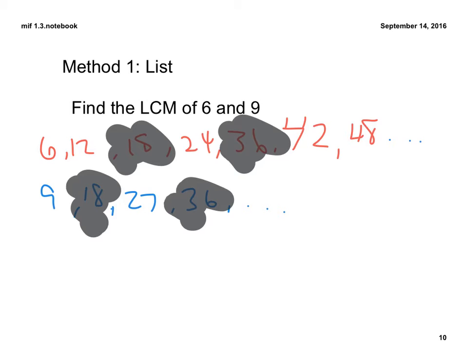So what's the least common multiple? Well, the least common multiple will be the smallest one that I see in both lists, and the least common multiple of 6 and 9 is 18.